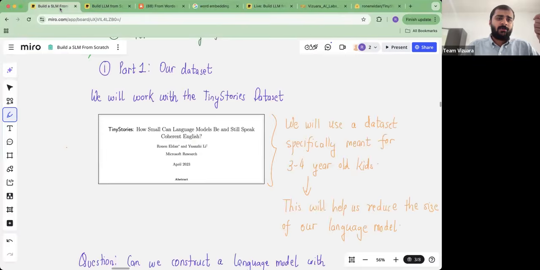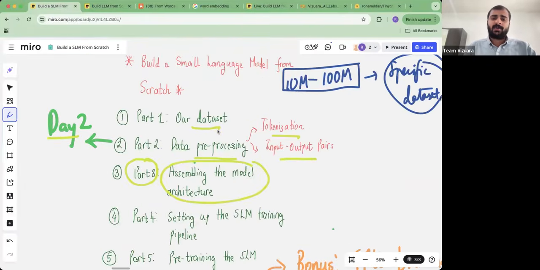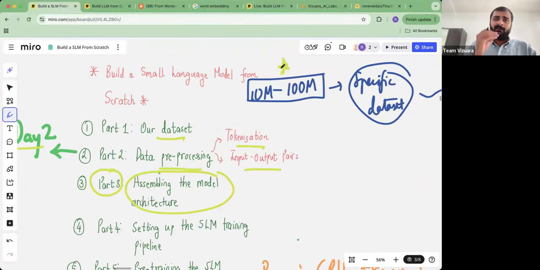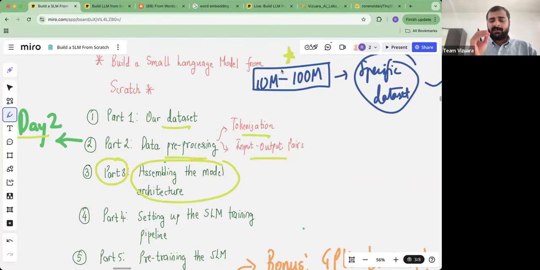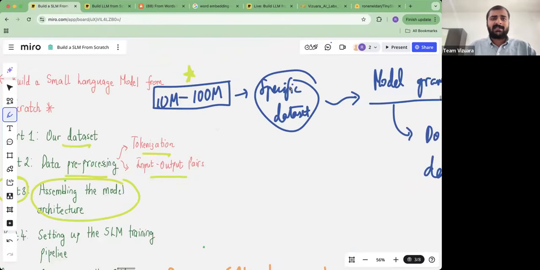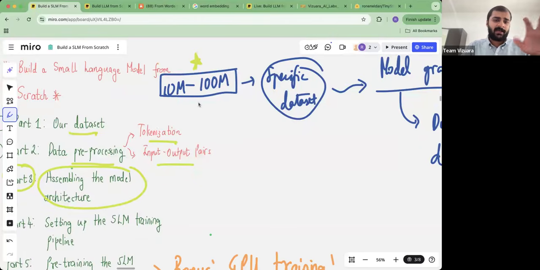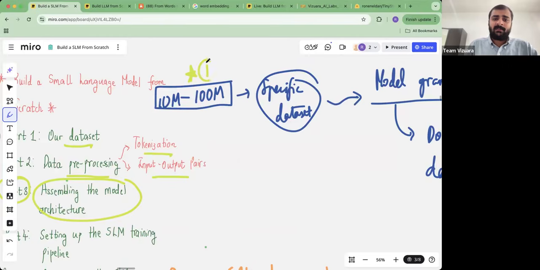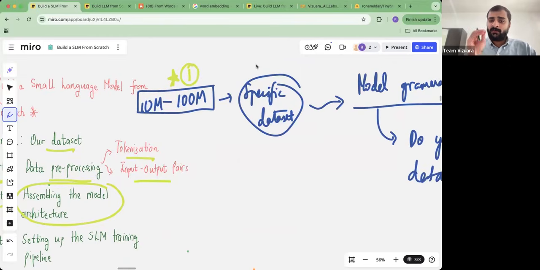We decided to construct a language model with around 10 million to 100 million parameters, and pre-train it on the TinyStories dataset. This is a very specific dataset, since it consists of stories which 3 to 4 year old kids can understand. That's what makes it a small language model. A small language model has two major things. The first is that the number of parameters should be way lesser than billions and billions of parameters. The second most important thing is that it should be trained on a very specific dataset.